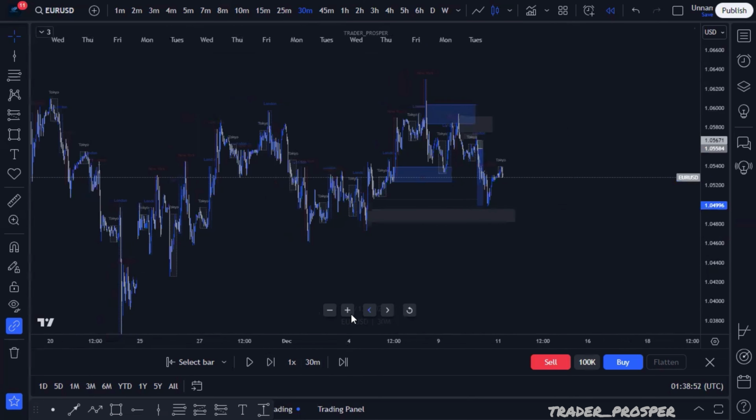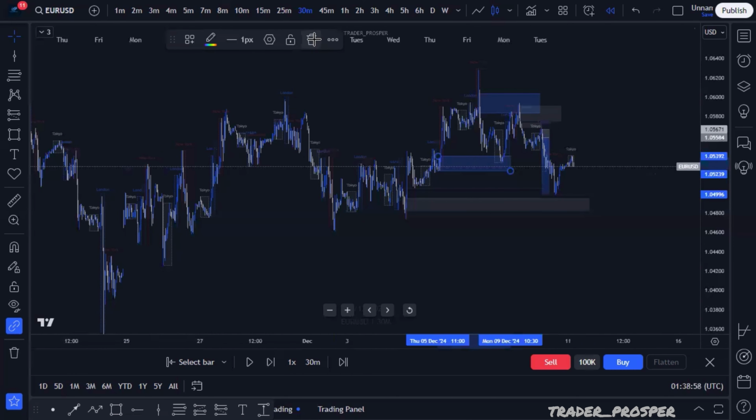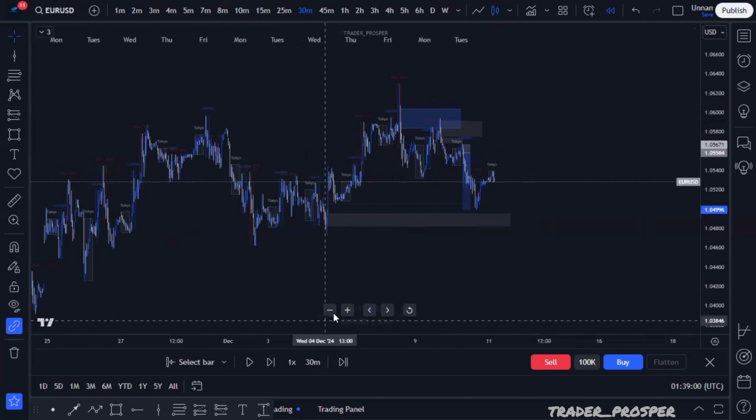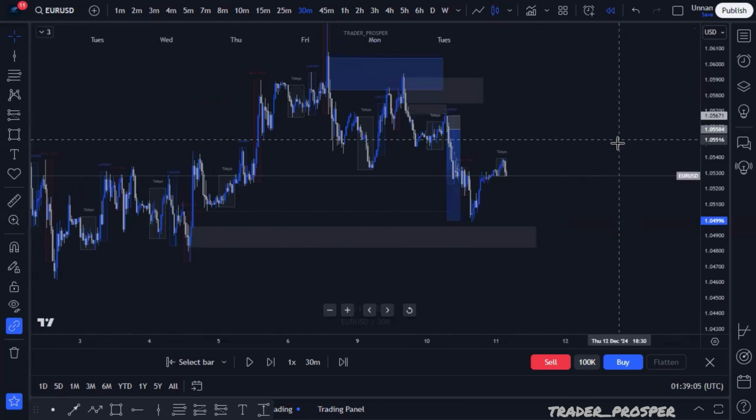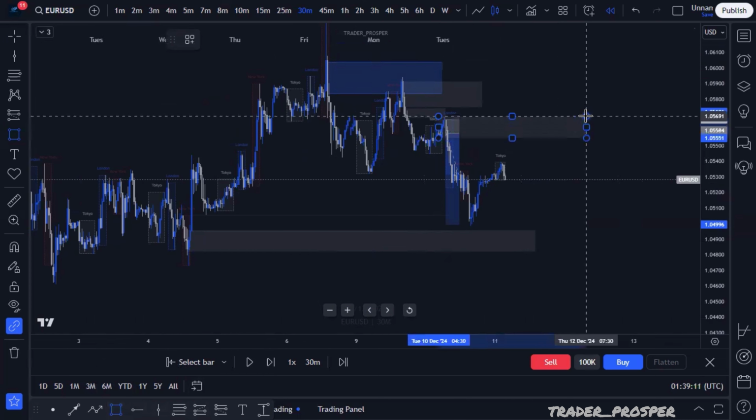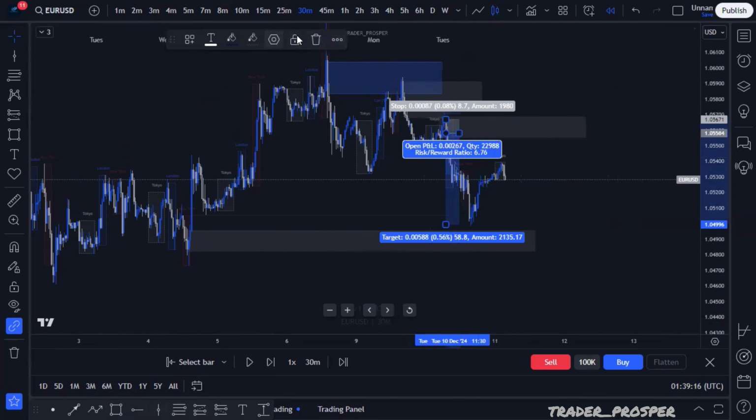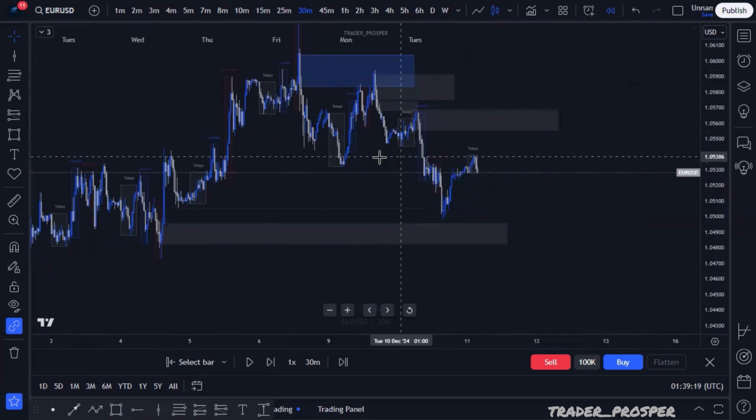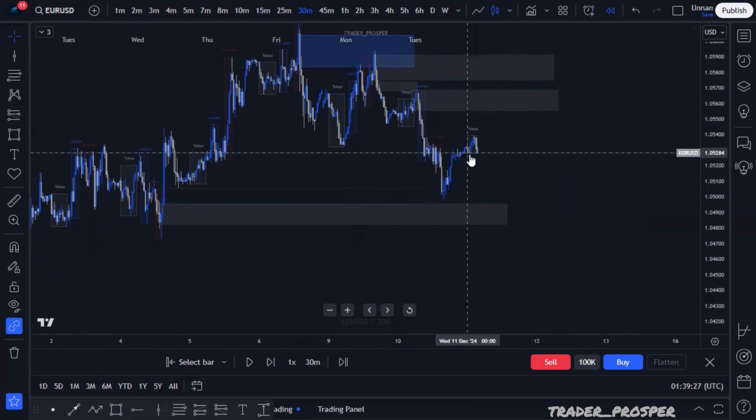Now this is another day. Let me remove this for the chart to be clear. On a higher time frame, we still got some zones to watch out for. We got this supply zone here again. Let me remove this one. We got this supply zone to look out for. Remember this one at the top here hasn't been mitigated yet. So this was the start of the Asian session.